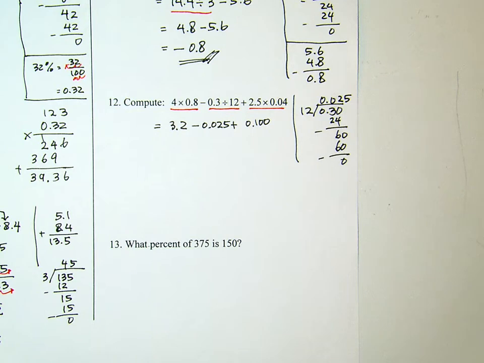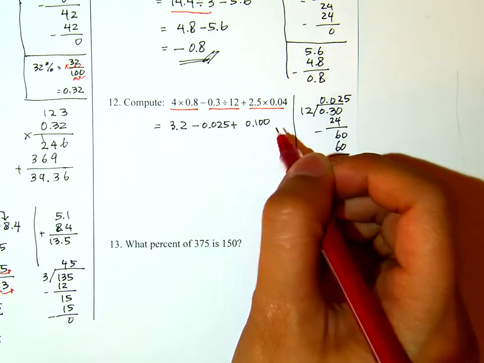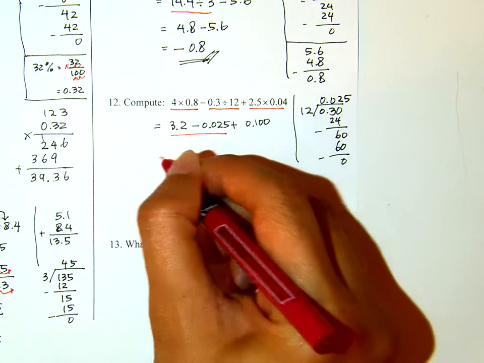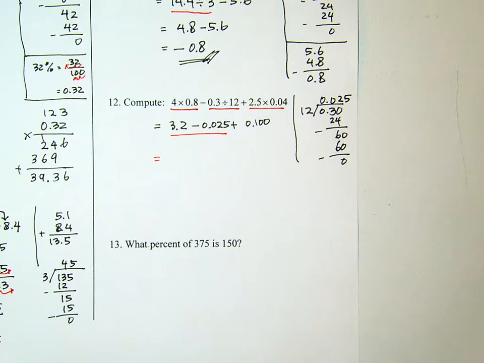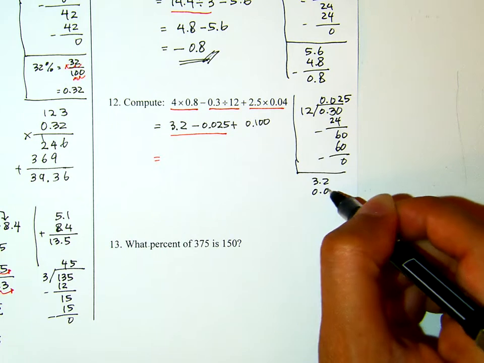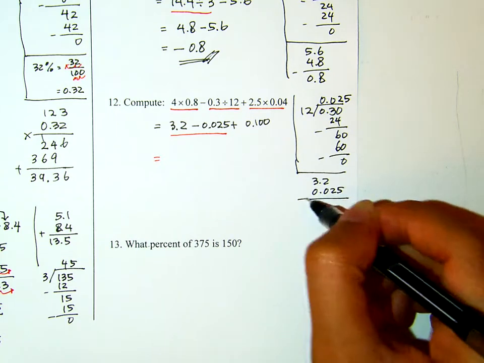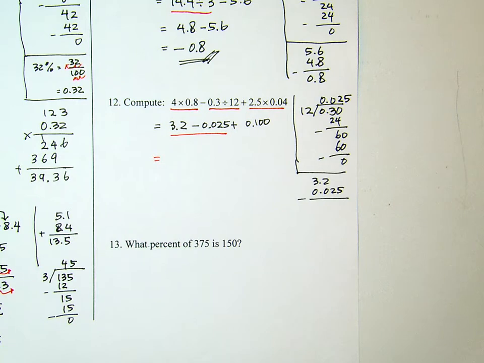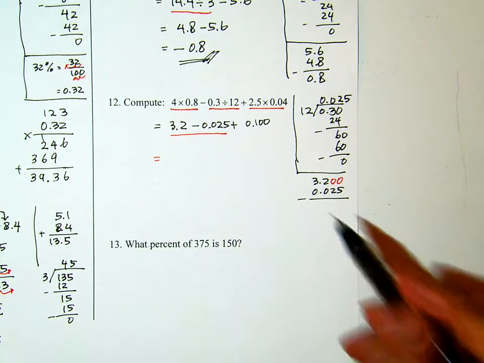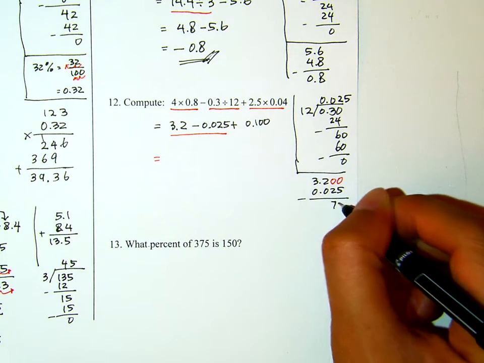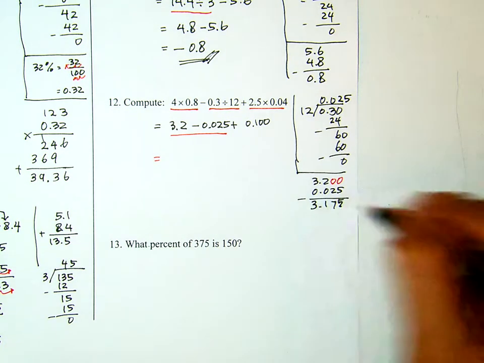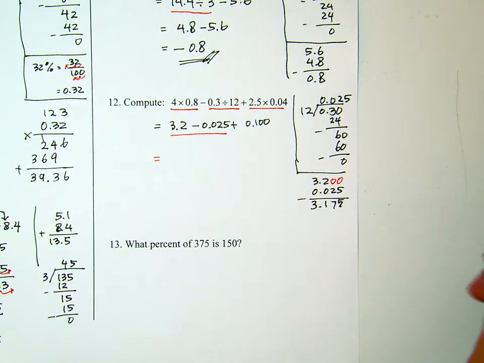Okay, now next thing, we have subtraction and addition. Because they are the same rank and next to each other, we will do it from left to right. Okay, 3.2 minus 0.025, that's what it looks like. Okay, and then I will create dummy zeros to help me when I do the subtraction. And from here I really see that I need to do borrowing, right? And when you subtract, that's what you get, 3.175.